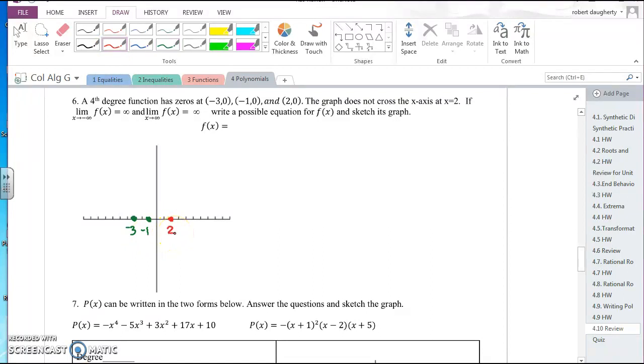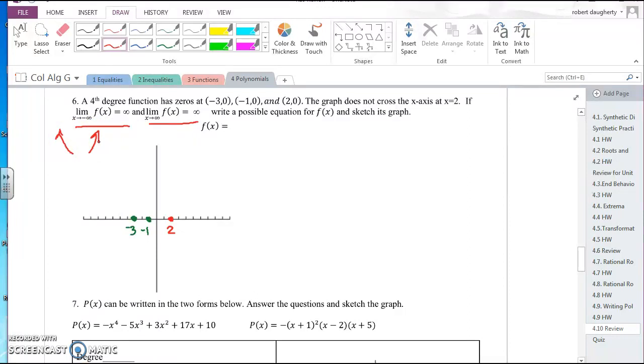So that means that I've got a multiplicity. So immediately, I know there's a multiplicity at 2. Now, this is going to be a fourth degree. When they give me this end behavior, that tells me it goes up on both ends. That's what this means. So that means my leading coefficient is positive.